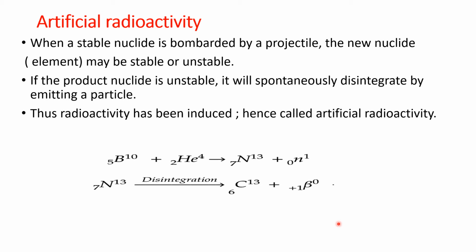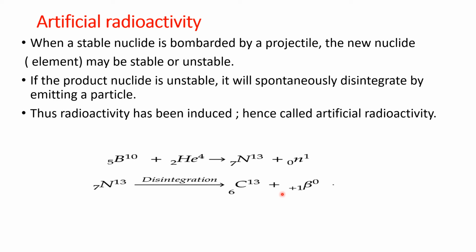Now this led Irene Curie to come to the conclusion that boron-10 has reacted with the alpha particle to form an unstable nucleus nitrogen-13 (7). This unstable N-13 nucleus is radioactive. Because it is radioactive, it will undergo disintegration, emitting a positron and giving a stable nucleus of carbon-13 (6). Thus, we have started with a stable nucleus. We have converted the stable nucleus into an unstable nucleus and made that unstable nucleus to disintegrate and exhibit radioactivity. This phenomenon is therefore called artificial radioactivity.